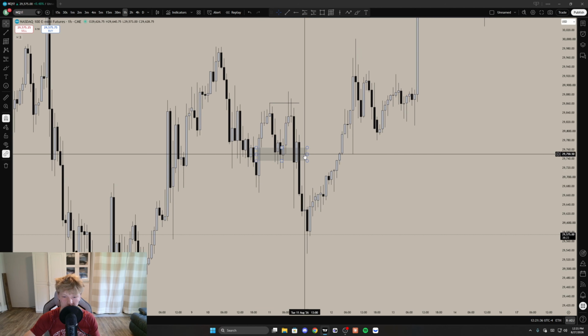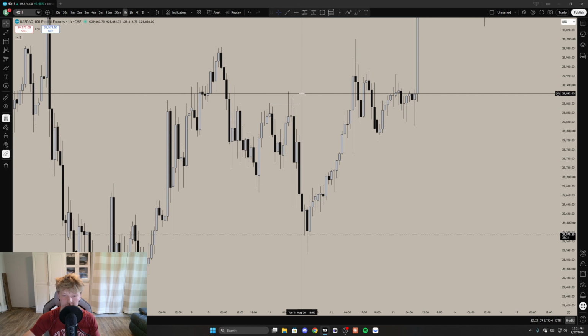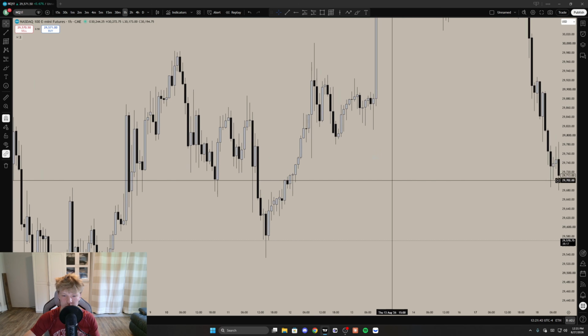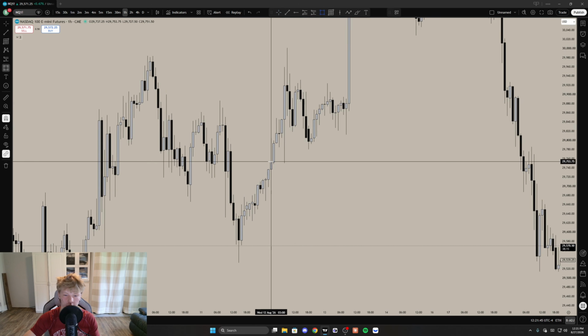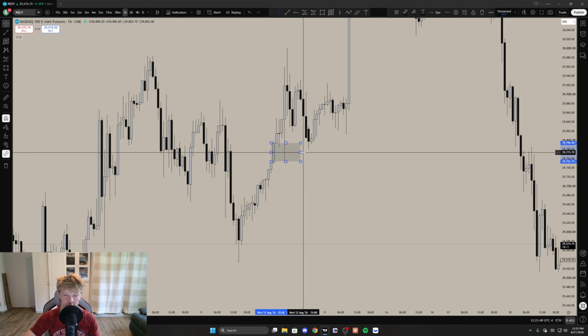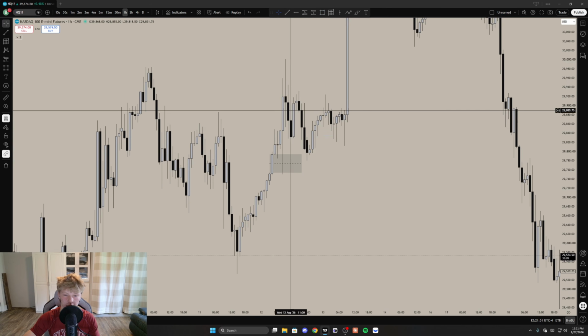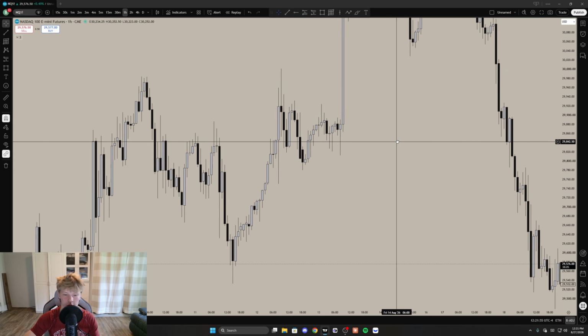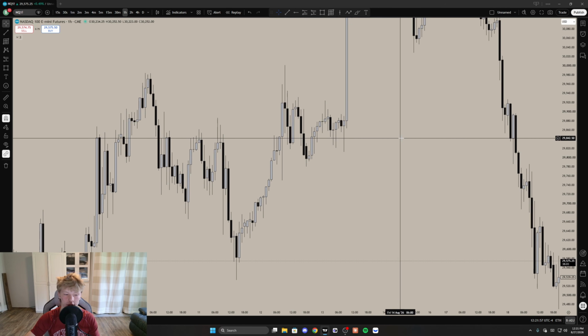Okay. So let's get rid of those and let's just keep on going here. We have this fair value gap right here. 1, 2, 3. First candle's top wick, third candle's bottom wick do not meet. We tap that and we see big pushes higher. Let's just keep going.